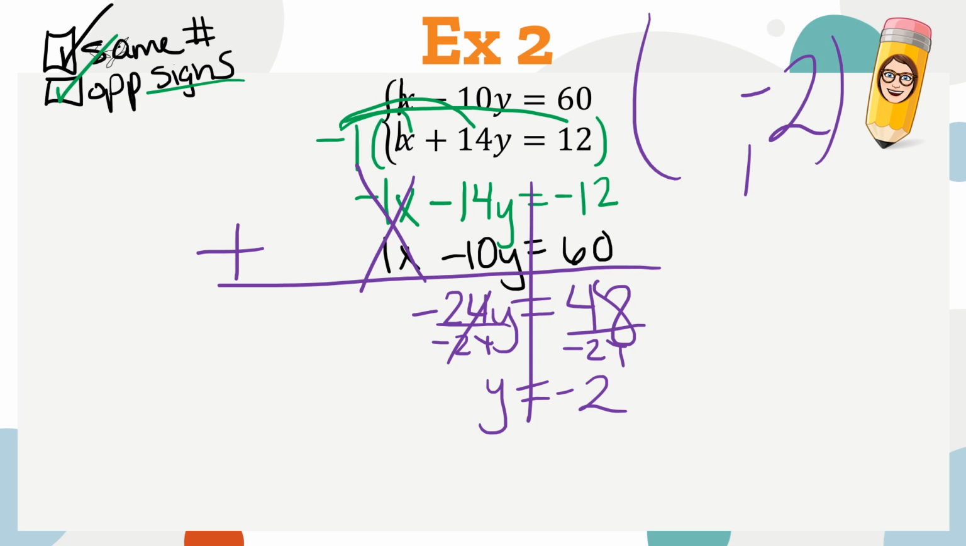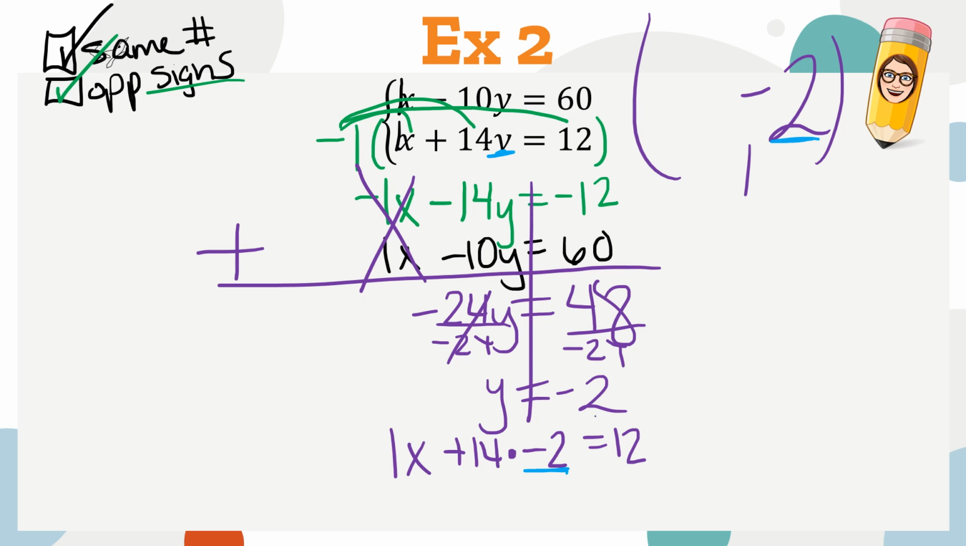Now that I have half the answer, I need to find the other half. You get to pick which equation. Do you want to use top or bottom? I'm going to use bottom just because the number's smaller. 12 is smaller than 60. But other than that, I don't have much of a strategy here. So I'm going to rewrite the bottom equation. But where there's a y, I'm going to put a negative 2. You see how I replaced y with negative 2?